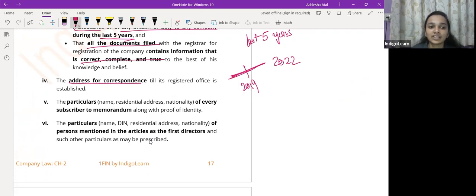देन particulars such as name, address, nationality of every subscriber to memorandum along with ID proof. So details of all the subscribers to the memorandum has to be submitted along with their ID proof. और इनका ही नहीं, जो भी डायरेक्टर्स नेम कर रहे हैं, every person who has been named as the first director, his name, his DIN is director's identification number, his DIN, his residential address, his nationality, everything shall be stated. All the particulars required, all the information required with respect to that director, every such information has to be stated.